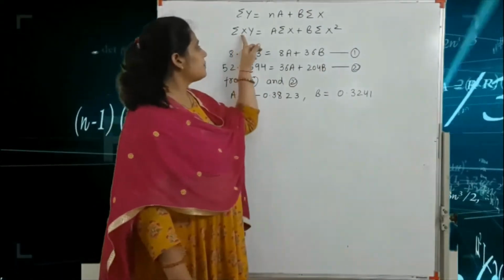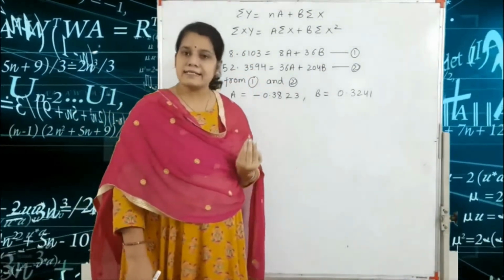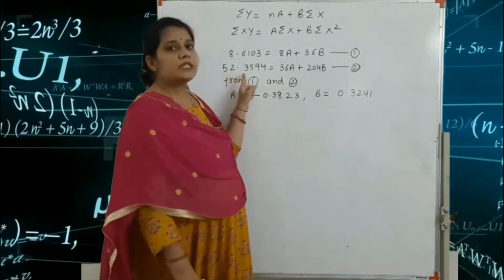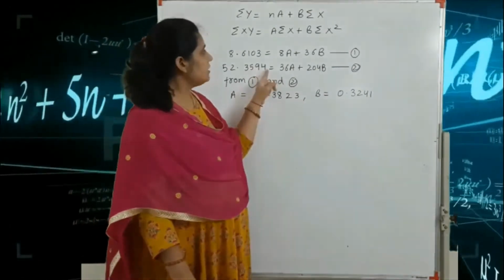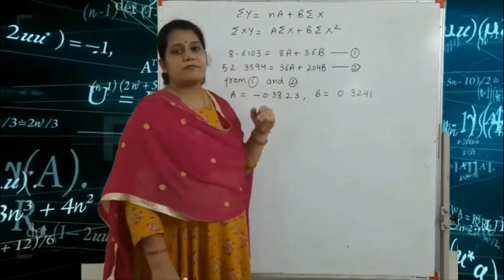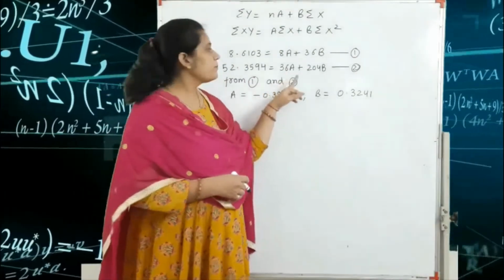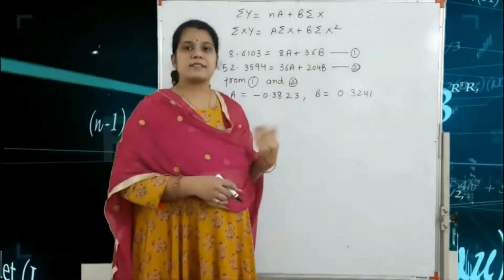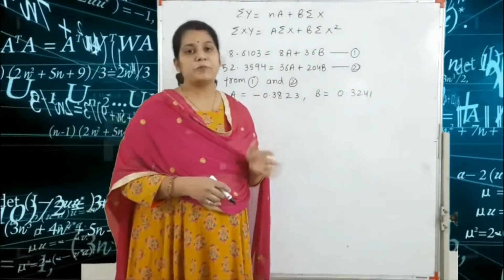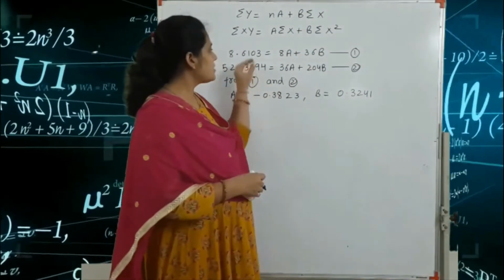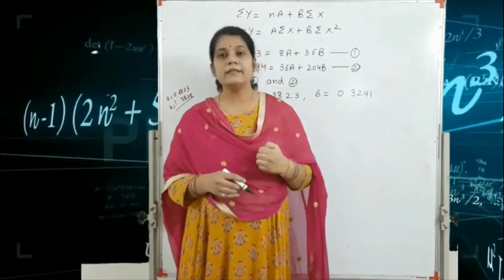Second equation is summation x into y. So the value of summation x into y is 52.3594 is equal to A summation x. The value of summation x is 36. So we write here 36A plus B summation x square. So summation x square is equal to 204B. Okay. So after solving these two equations, we get the value of capital A and capital B.